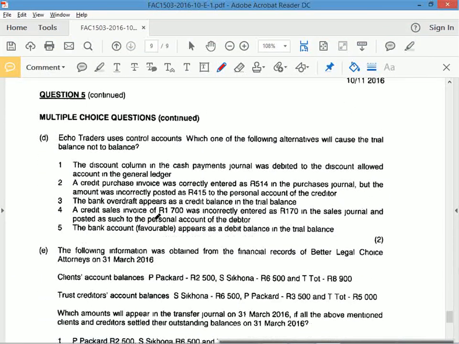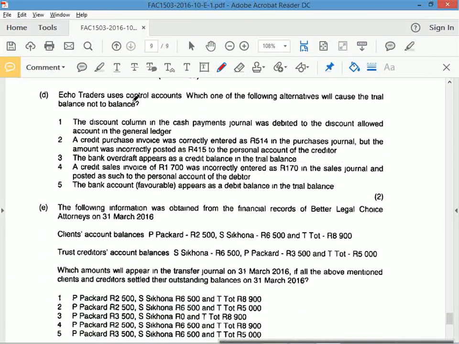D. Echo Traders uses control accounts. Okay, remember control account is a way to manage your debtors and your creditors. Which of the following alternatives will cause the trial balance to not balance? Okay, we know a trial balance should balance. If it does, your debits are equal to your credits.